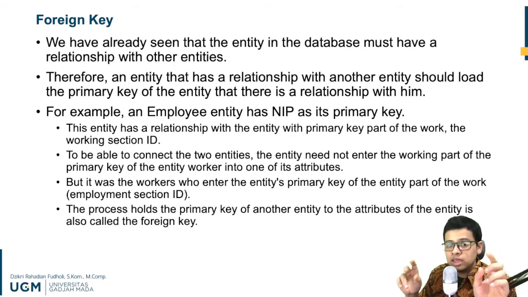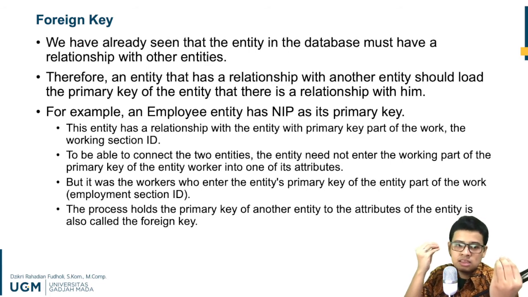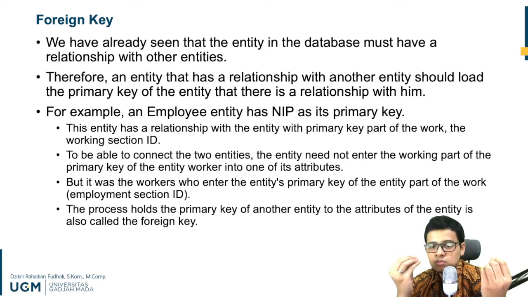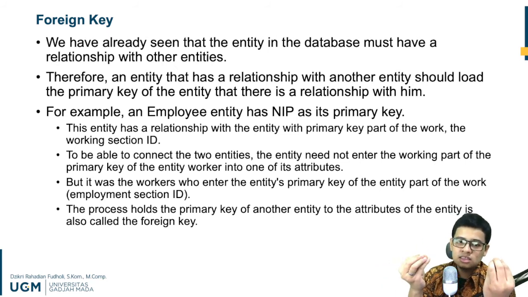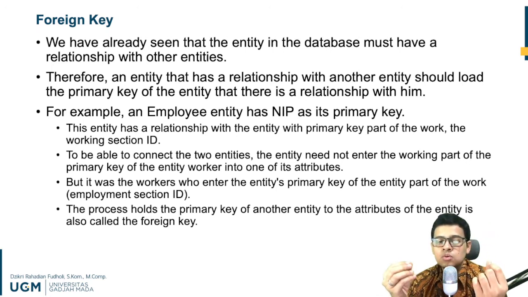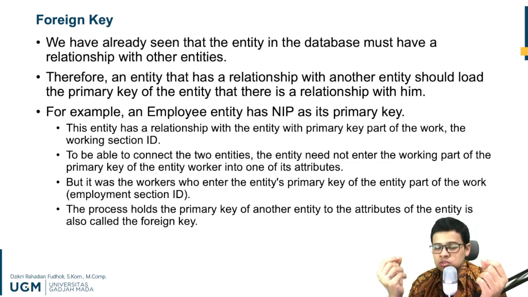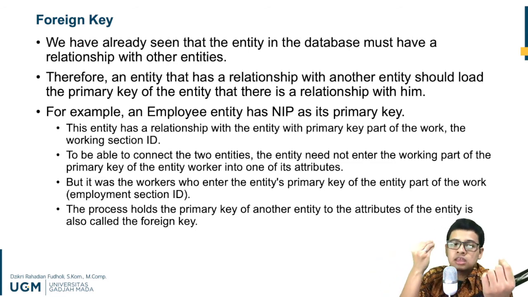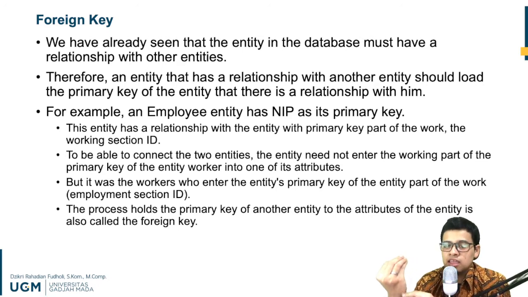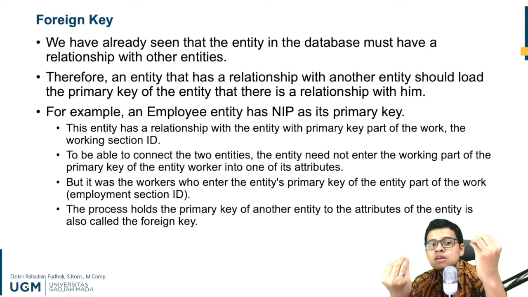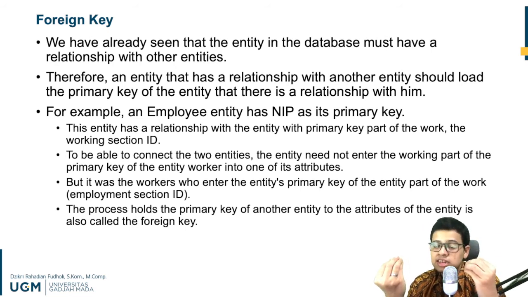To be able to connect these two entities, the employee and the working section, the entity needs to enter the working section's primary key into one of its attributes. So we need to add one attribute to the employee, and those attributes are the primary key of the working section. So the working section's ID.